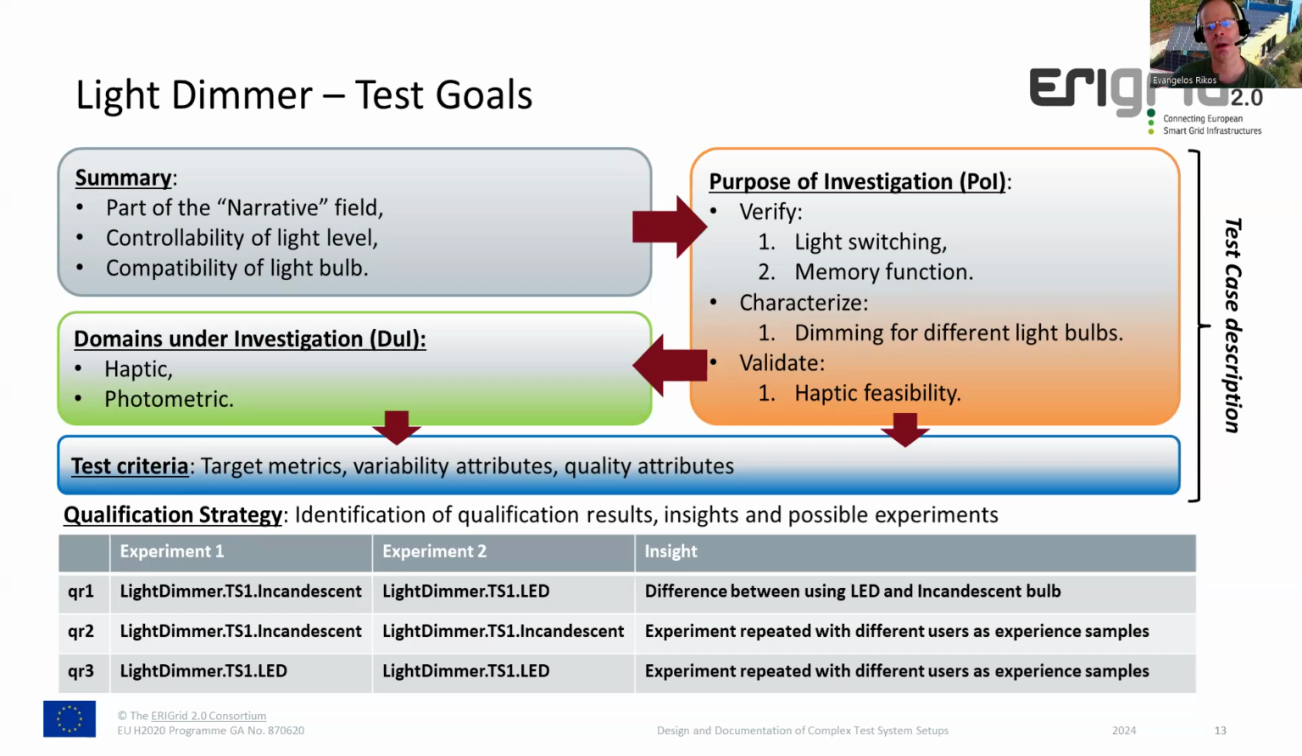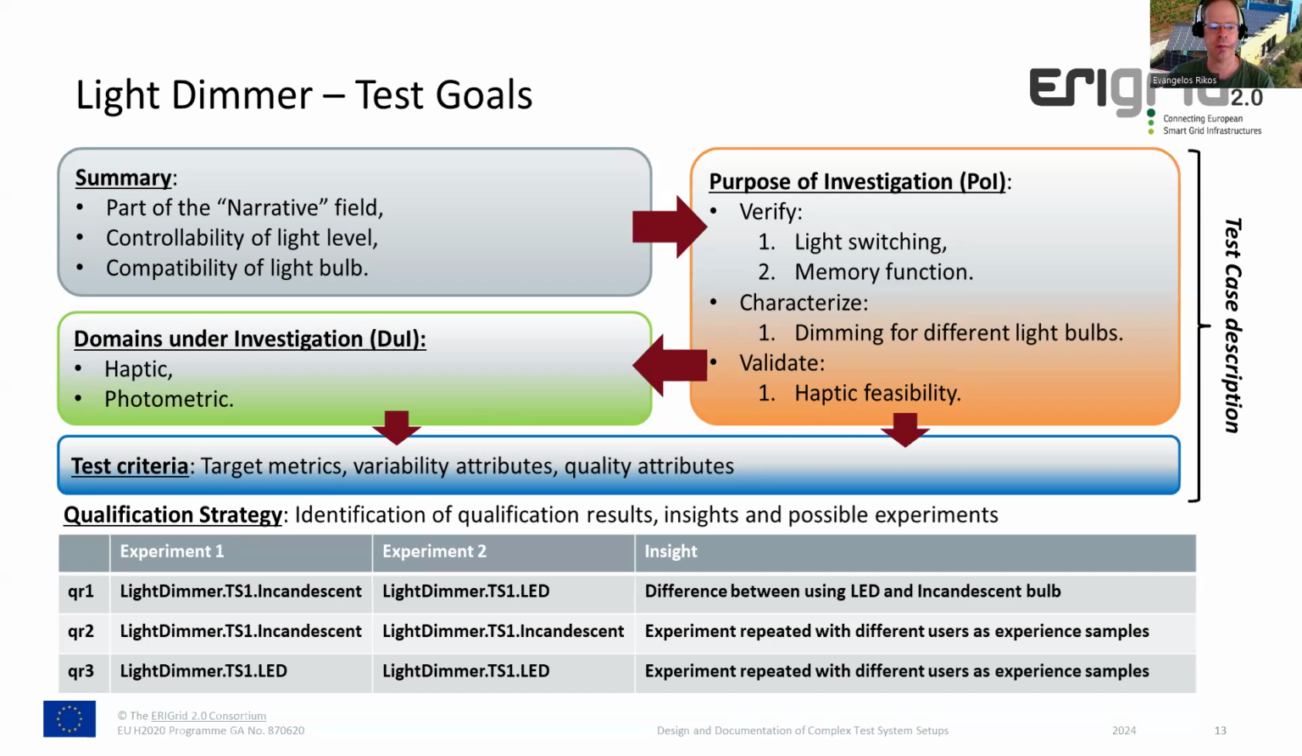Once the summary is identified, then the next logical step in the methodology is the purpose of investigation. In this case, we have three different purposes for four different aspects of the system. We have to verify the light switching and the memory function. We have to characterize the dimming for different light bulbs, and we have to validate the haptic feasibility. Also, once we have the purpose of investigation specified, we can also identify the domains under investigation, that is the haptic and photometric ones. And having all this information, then we can move on to identify the test criteria that involve target metrics, variability attributes, and quality attributes.